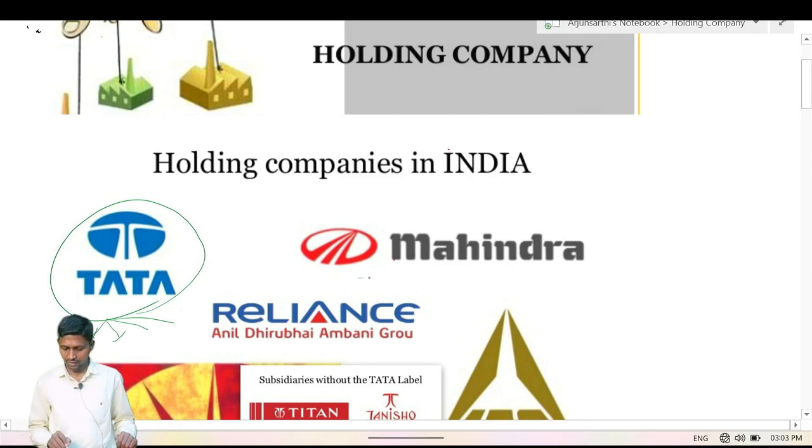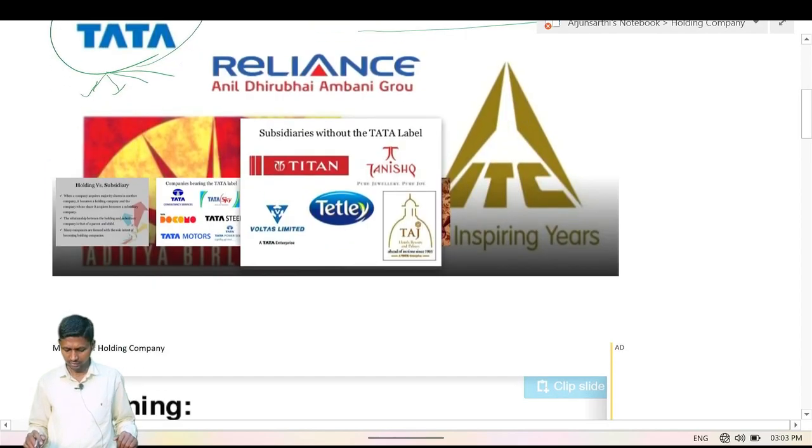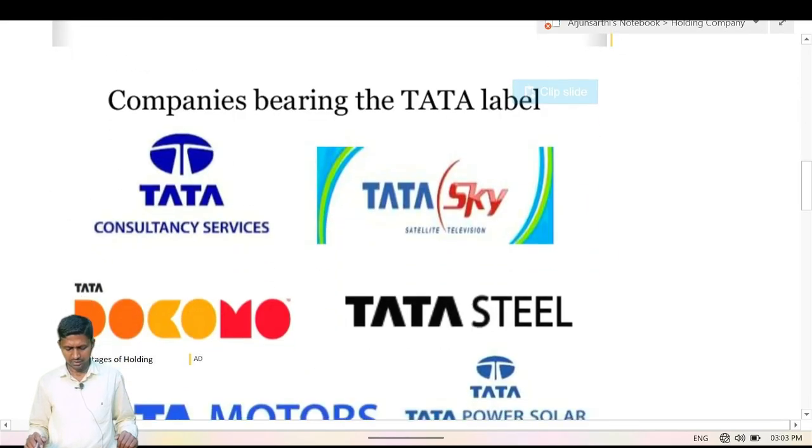Correct. You will find another group, this Mahindra Group. Then you will find Reliance Group. There are so many subsidiaries you will find. Correct. This is the meaning I clarified.